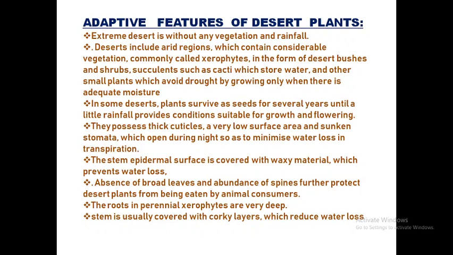The stem epidermal surface is covered with waxy material which prevents water loss. The same thing, in order to retain water, and obviously in order to survive, they have that waxy layer. Absence of broad leaves and abundance of spines further protect desert plants from being eaten by animal consumers.